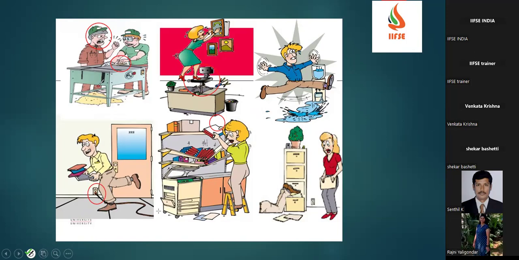The rack is overloaded, and on top of that she is overloading it again with the books and all, sir. Okay, very good. Third picture, water spillage.